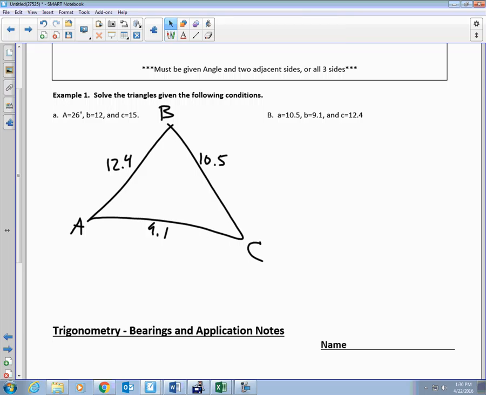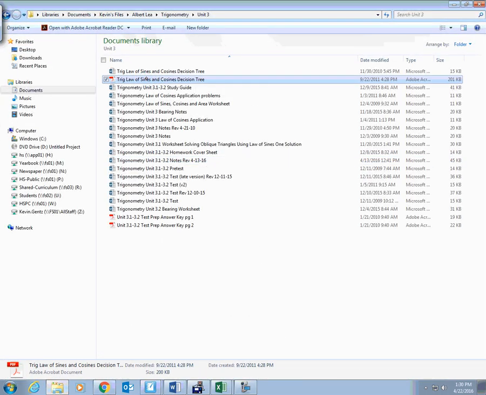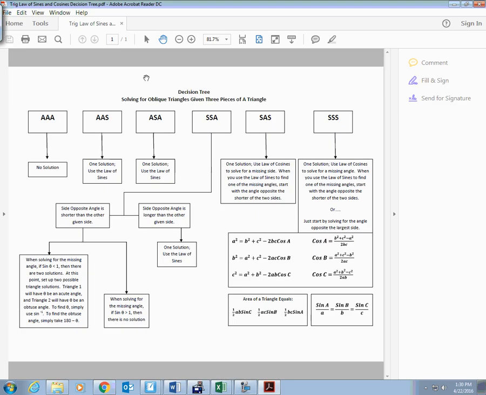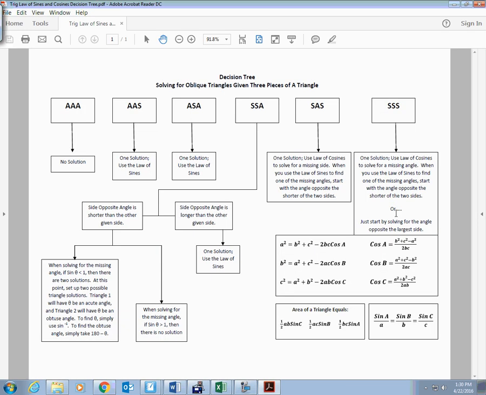So, for the day, who can tell me which of the six cases this is? Side, side, side. Everybody see that? Side, side, side says, follow this very carefully, there is one solution. It guarantees congruency within the geometry theorems. So use the law of cosines to solve for the missing angle that you need. Where do you start? Just look at the bottom here. Just start by solving for the angle opposite the largest side.